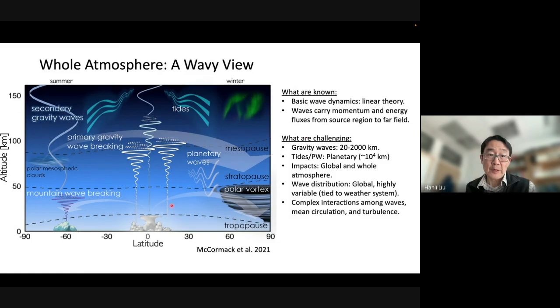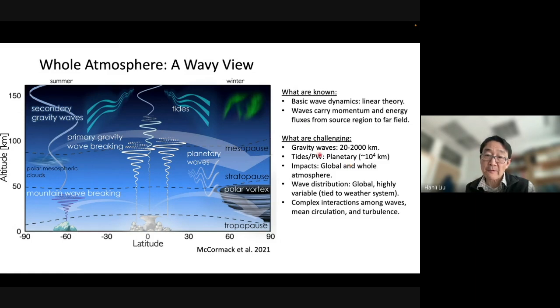So anyway, from this perspective, we know that there are waves there, and we have some basic understanding of the waves using linear theory, and we know that they're important because they carry momentum and energy fluxes from the source region to somewhere further away. But what's challenging is that the gravity waves themselves have a pretty big span in scale size, from tens of kilometers to thousands of kilometers.